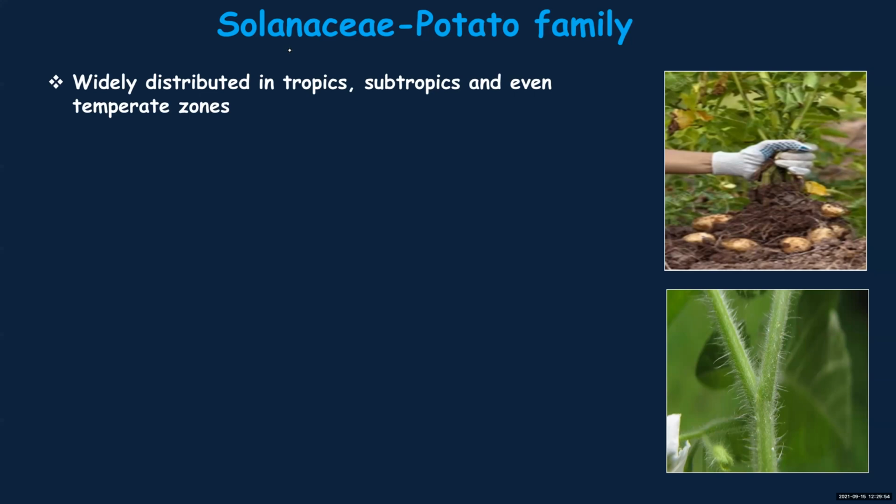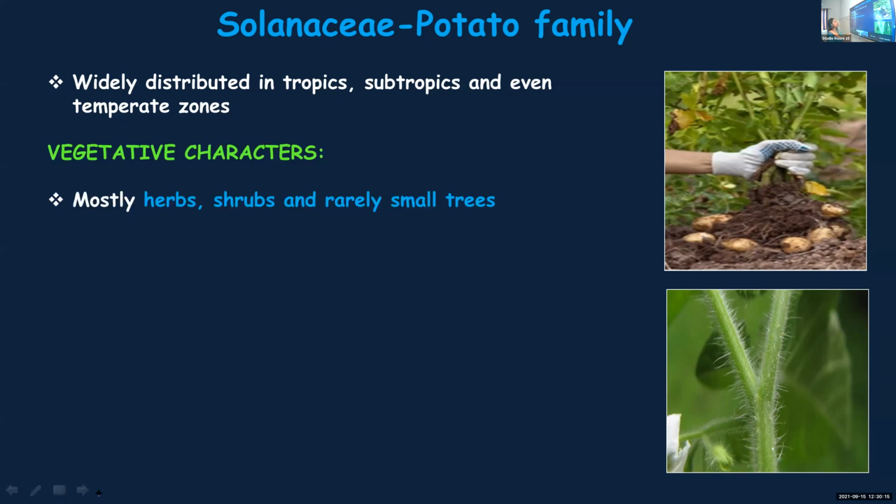Solanaceae, that is the potato family. The members of this family are widely distributed in tropical, subtropical, and even temperate zones. So they occupy different regions. In different climatic regions, they can thrive well.